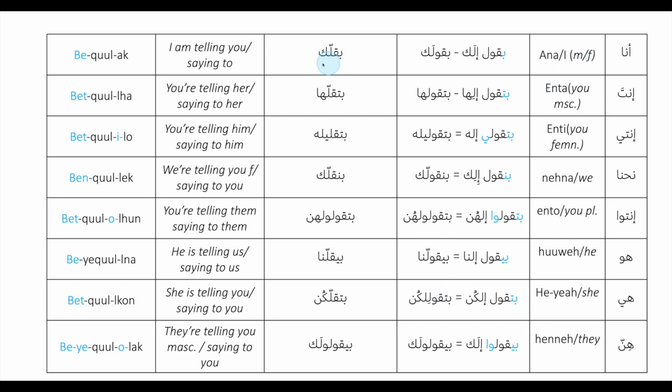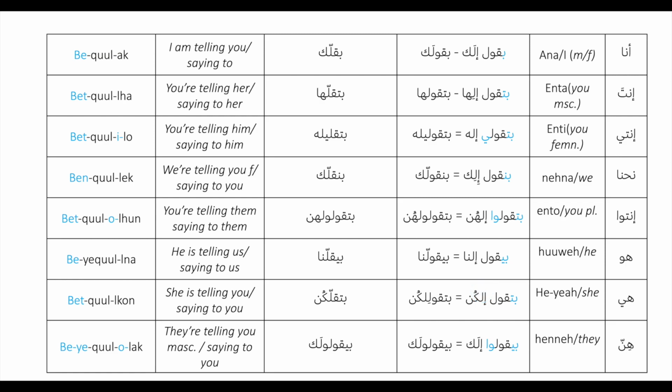So, أنا بقلك. أنت بتقلا. أنتي بتقليله. نحنا بنقلك. أنتو بتقولولهن. هو بيقلنا. هي بتقلكن. هن بيقولولك. Great. And this is the conjugation I chose for you.